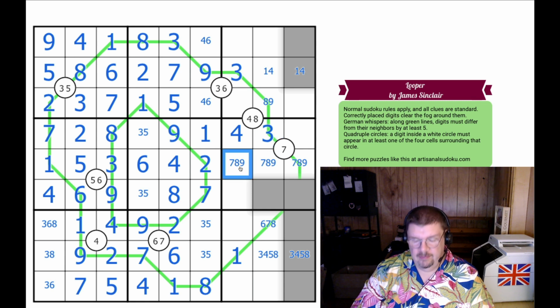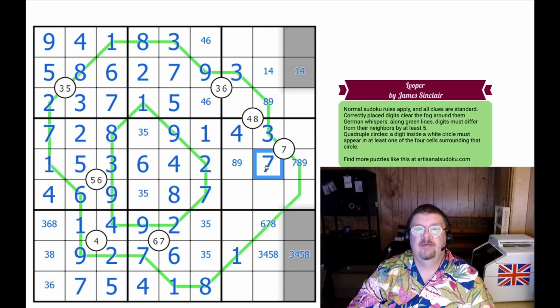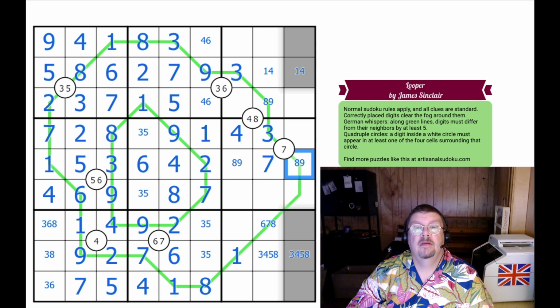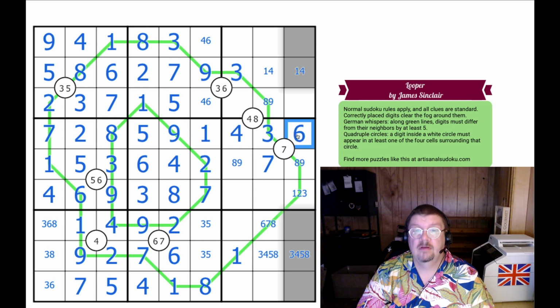One of those two is a 7, so it's not that one. And it's not this one because that's next to a 3. So that's a 7. This is a low digit. Can't be a 4 because we have one in the rows. That's a 1, 2, or 3. That 3 makes that a 5, and that a 3. Last digit in the row is a 6.